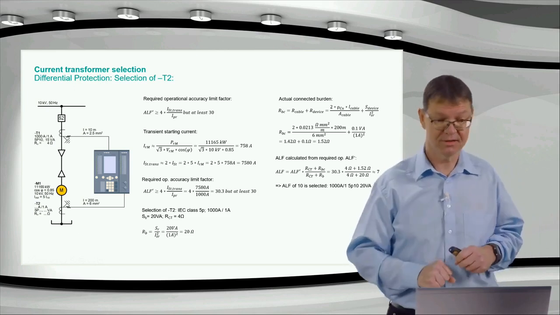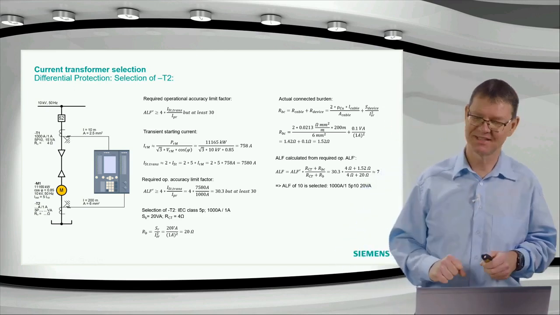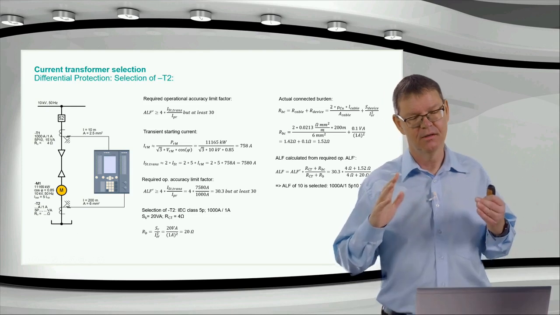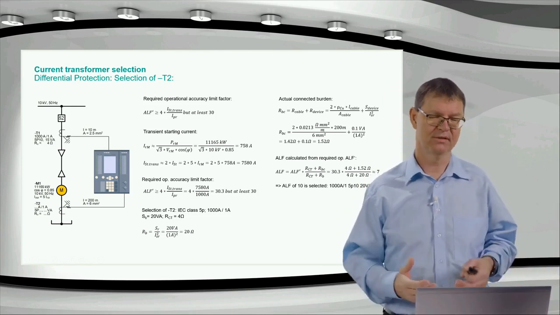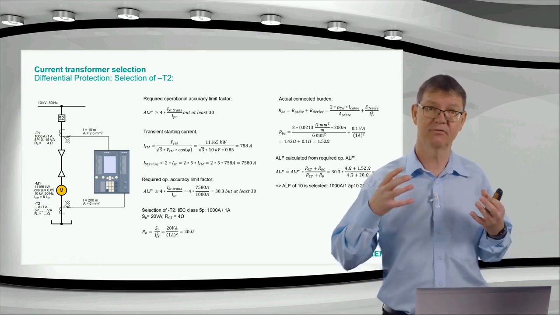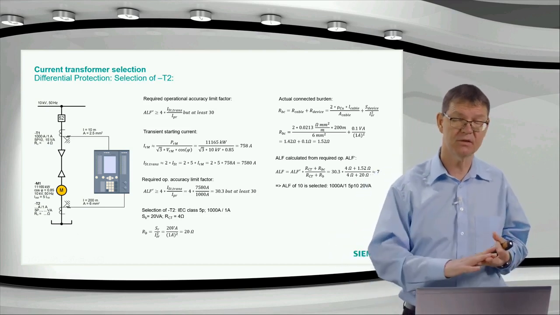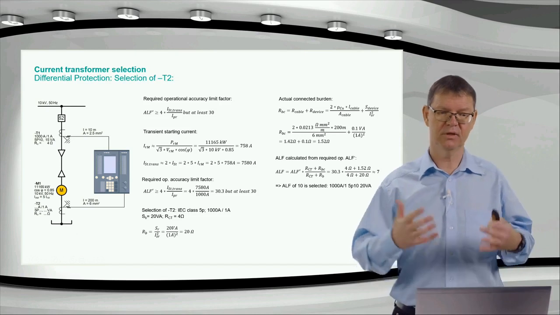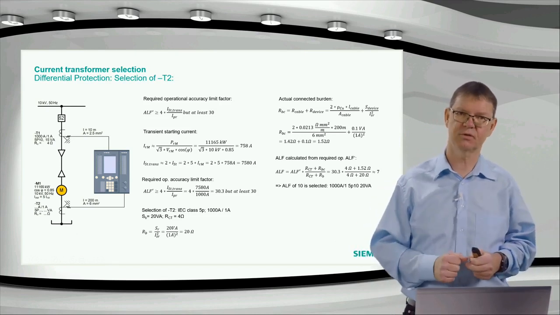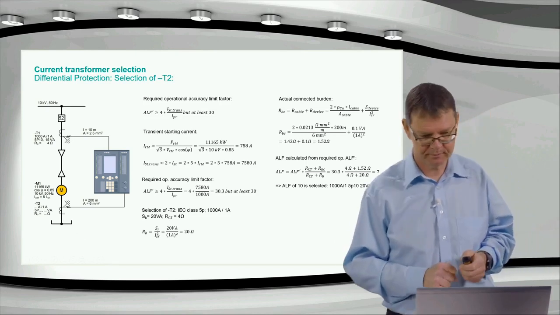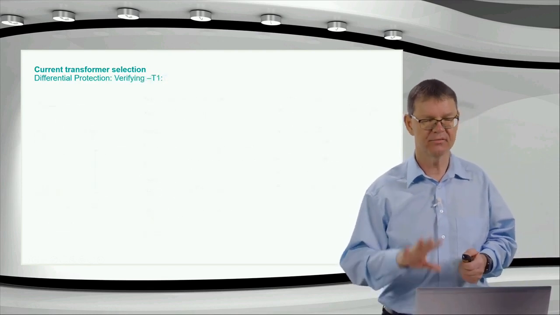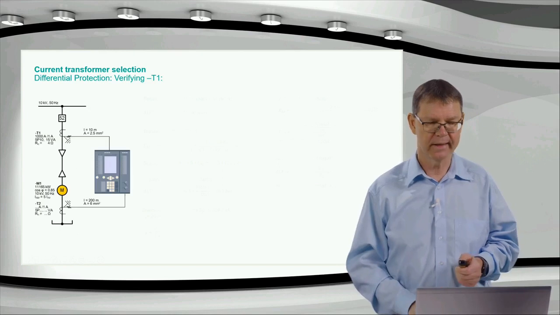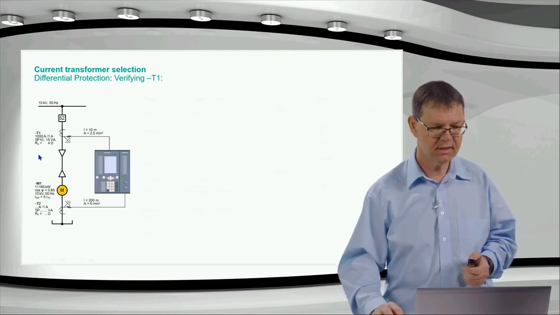For the window type current transformer, I don't have this example here now. It is an overcurrent protection function behind, so in that case, if we make the differential protection with this window type current transformer, we need then the requirements for the overcurrent protection function. Very simple. Good. I have here also another example verifying the current transformer at the infeed side.